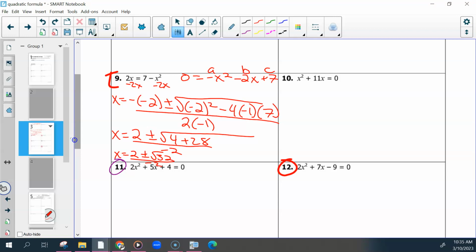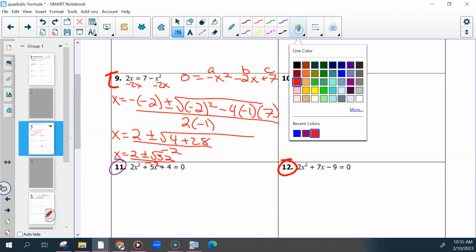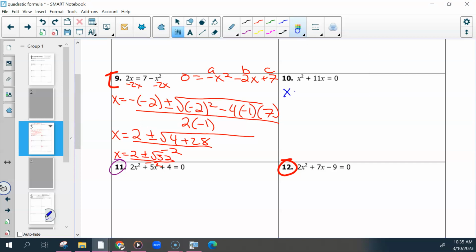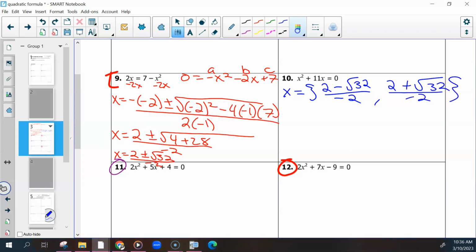Is 32 a perfect square? If we took the square root of 32, would we get a whole number? So then we're just going to separate it and rewrite it. I'm going to write this in the tens box because I'm running out of space. So curly bracket, 2 minus the square root of 32 all over negative 2, and 2 plus the square root of 32 all over negative 2. Questions on that one?